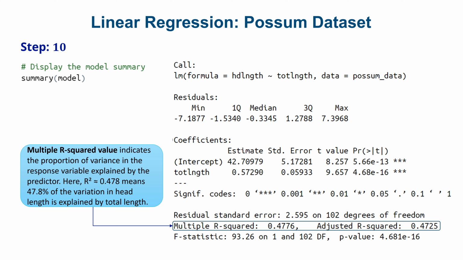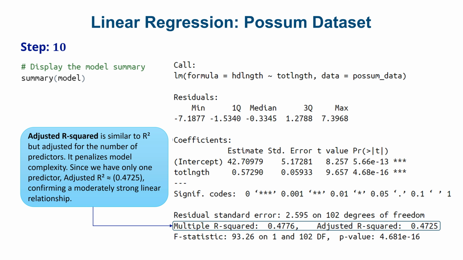Multiple R squared here indicates the proportion of variance in the response variable explained by the predictor. Here R square 0.478 means 47.8% of the variation in the head length is explained by the total length. Adjusted R square is similar to R square but adjusted for the number of predictors. It penalizes model complexity. Since we only have one predictor, adjusted R square 0.4725 confirms a moderately strong linear relationship.